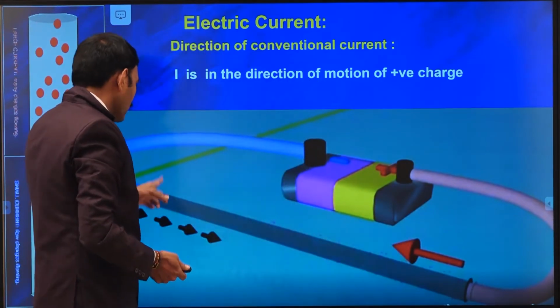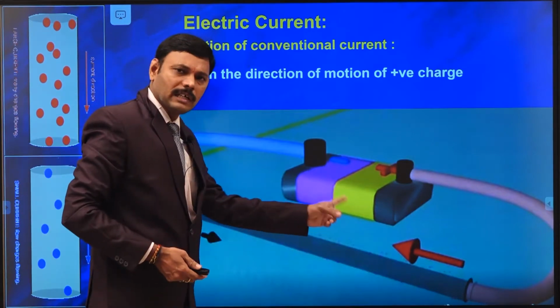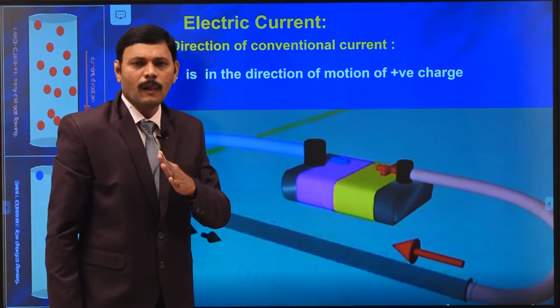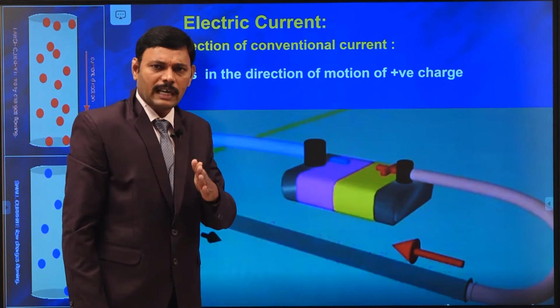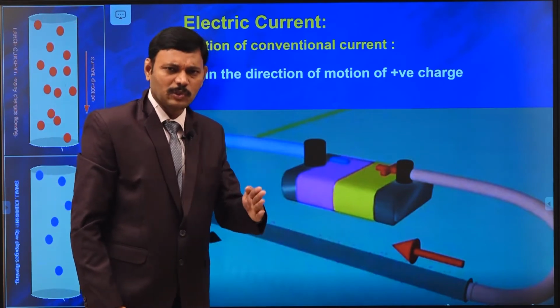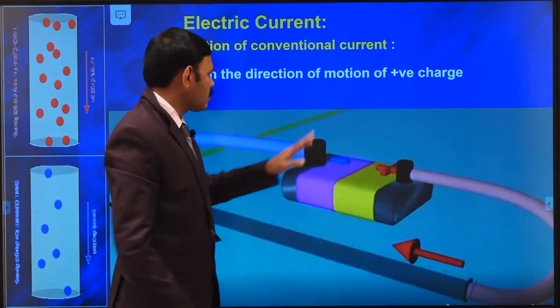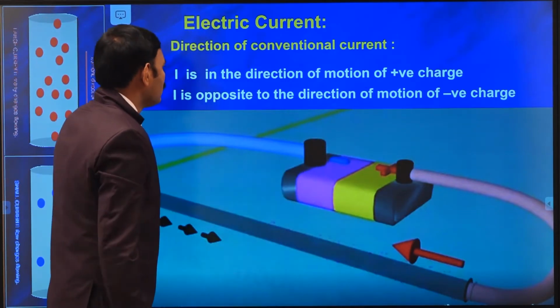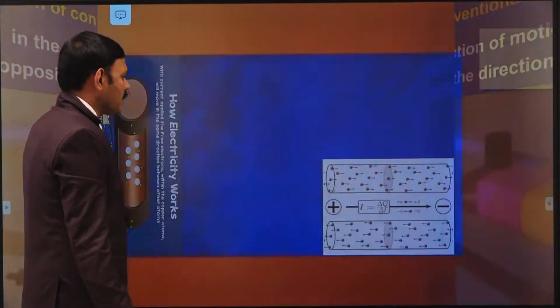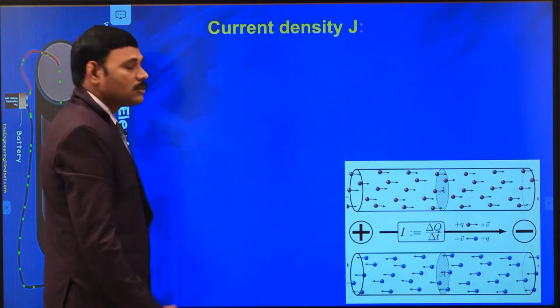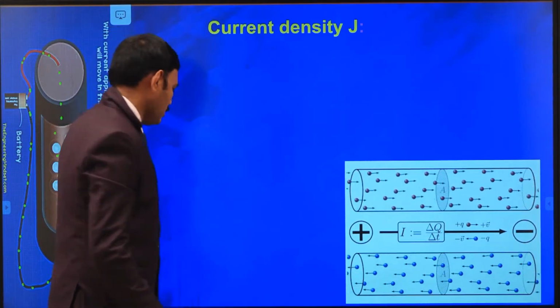Though electrons are actually moving along the length of the conductor, conventionally the direction of current is the direction of flow of positive charges, which is opposite to the direction of flow of electrons. So this is the conclusion, students, for the direction of conventional current. Let us move on to the next topic, that is current density.